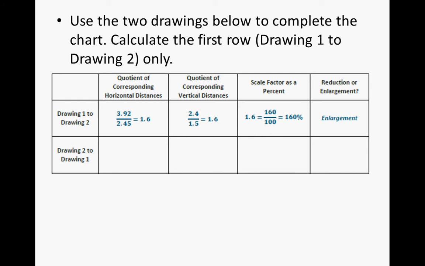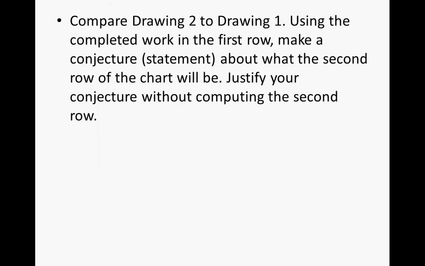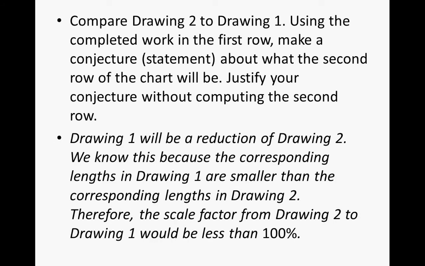Okay, drawing 2 to drawing 1. We're going to go ahead and compare that using the completed work in the first row. Make a second conjecture or statement about what the second row of the chart will be. Justify your conjecture without computing the second row. Well, drawing 1 will be a reduction of drawing 2. We know this because the corresponding lengths in drawing 1 are smaller than the corresponding lengths in drawing 2. Therefore, the scale factor from drawing 2 to drawing 1 would be less than 100%.